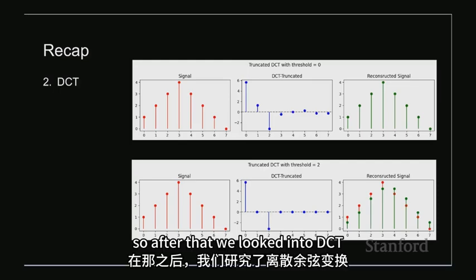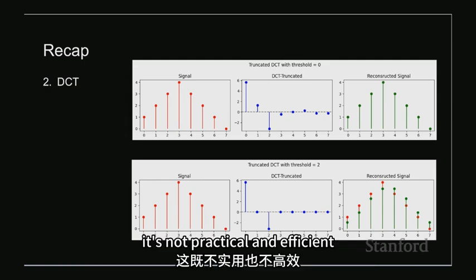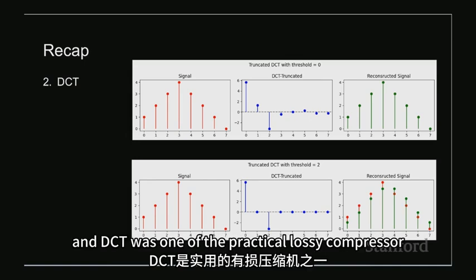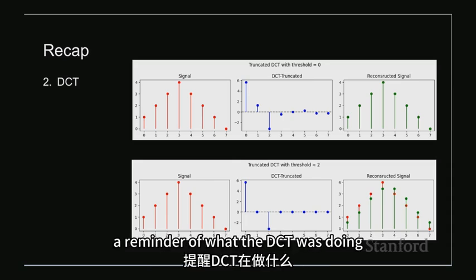After that, we looked into DCT. We saw from our KLT example that it's actually a lot of work, not practical and efficient. And DCT was one of the practical lossy compressors. This is just a reminder of what the DCT was doing.